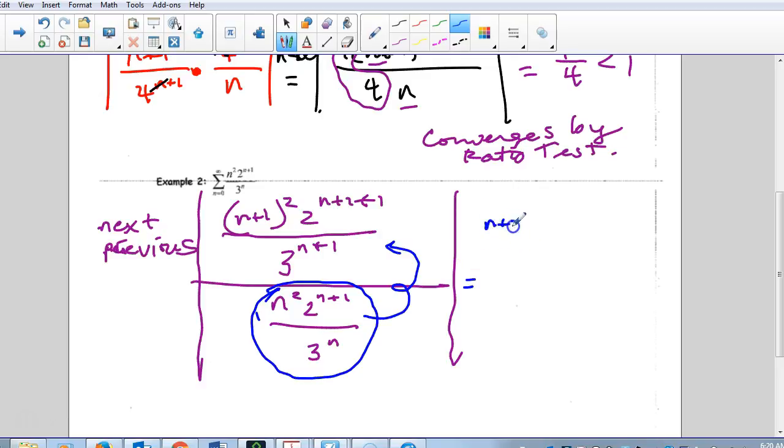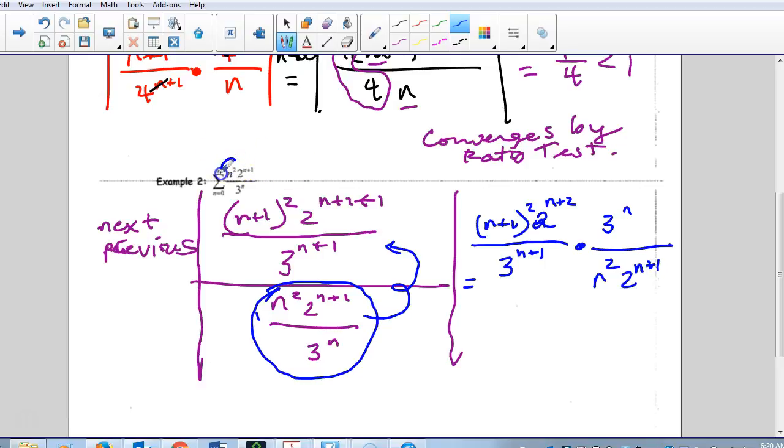Okay, n plus 1 squared, 2 to the n plus 2 over 3 to the n plus 1. Now most people just get in the habit of flipping and multiplying immediately. They just go, okay, this is 3 to the n over n squared. You're going to get tired of flipping, so no flipping. N squared, 2 to the n plus 1. And by that I mean you just take this, you put the n plus 1 term on, and then flip this immediately and multiply, because why waste the time?